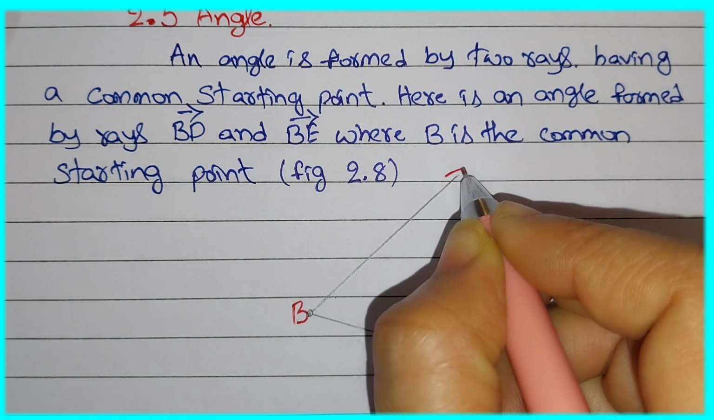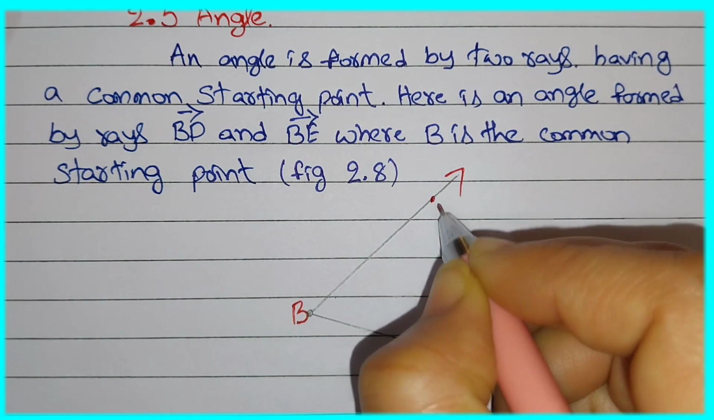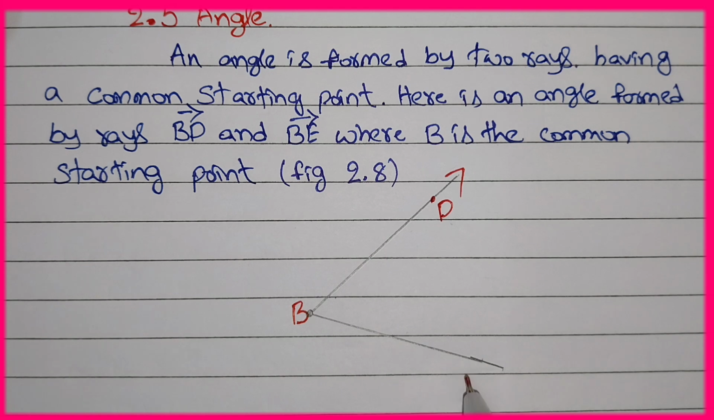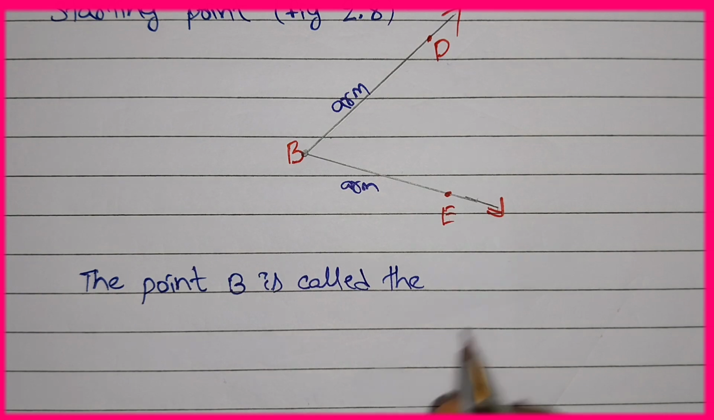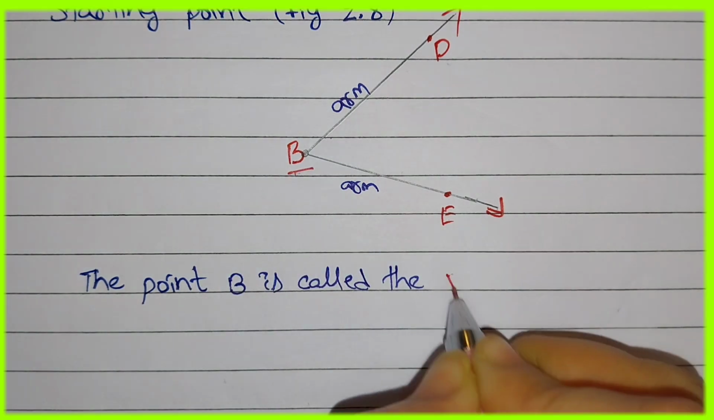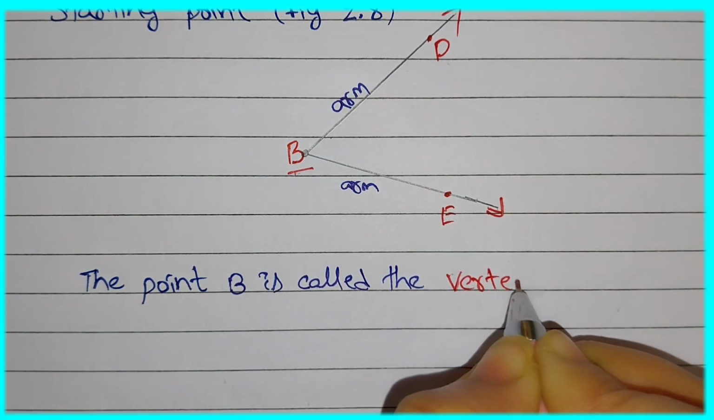This point B is called the vertex of the angle. The two rays BD and BE are called the arms of an angle. So remember, vertex equals the starting point. Arms equal the rays forming an angle.